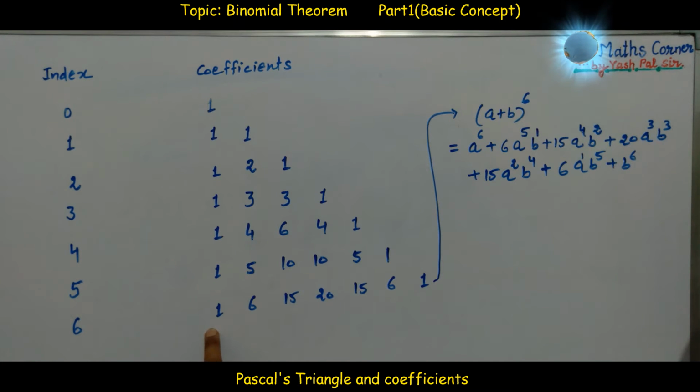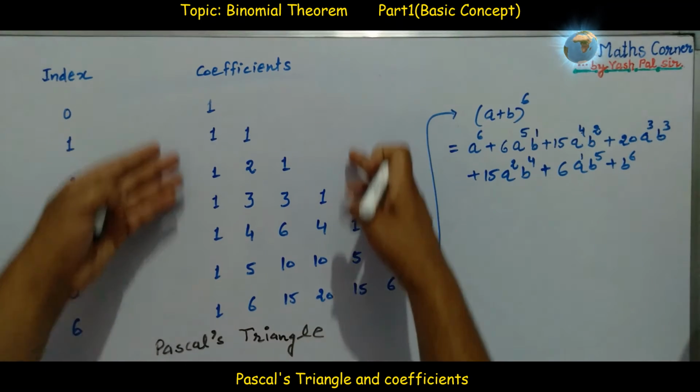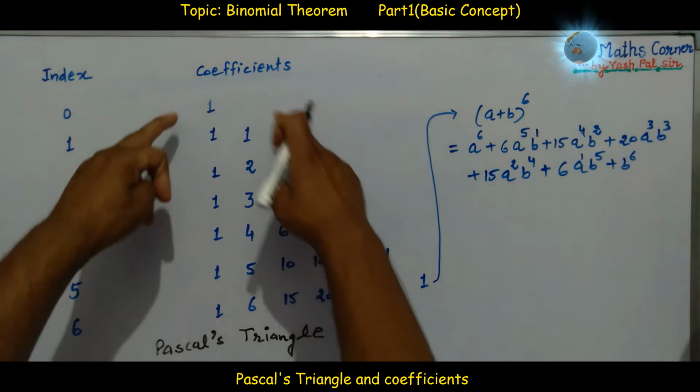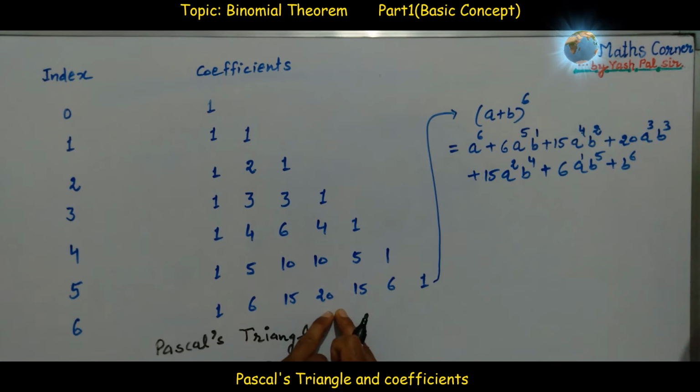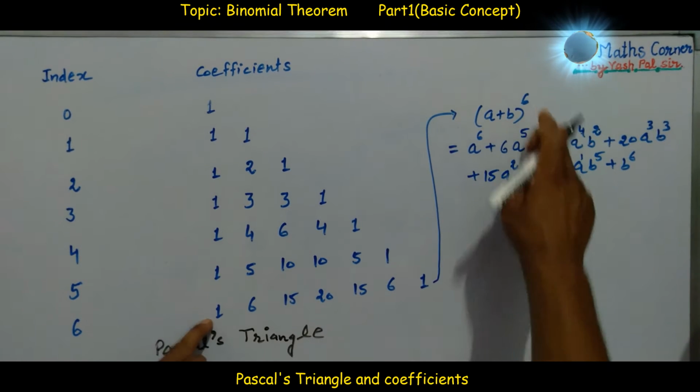This triangle is called Pascal's triangle. Pascal's triangle means we can extend this triangle. After index 6 we can take index 7, 8, 9 and so on. We can proceed to infinite numbers. This way we can have the triangle. Triangle means we can collect the coefficients of the binomial expansion.